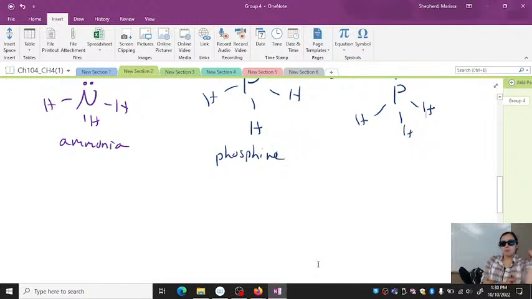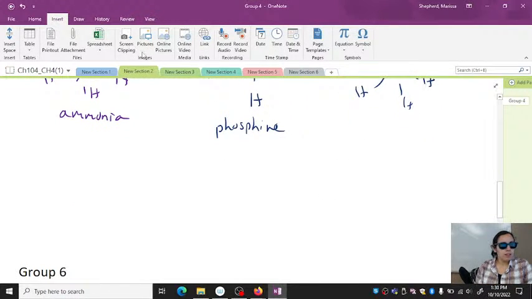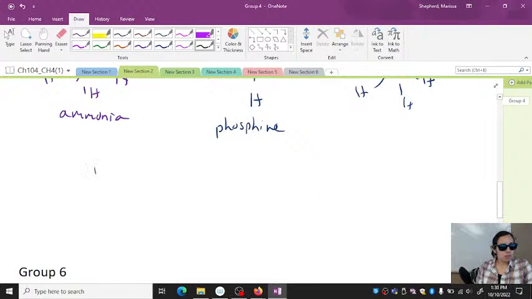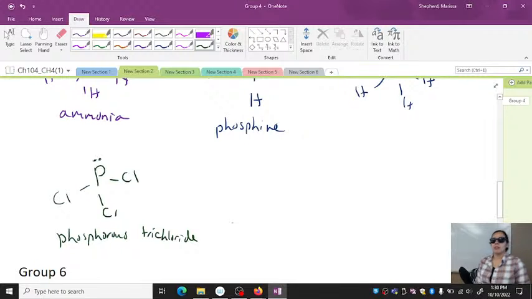But again, all of group 5 tend to be pretty similar. So there would also be PCl3, or phosphorus trichloride. And of course you also have arsenic in that group. So again, same characteristic compounds.